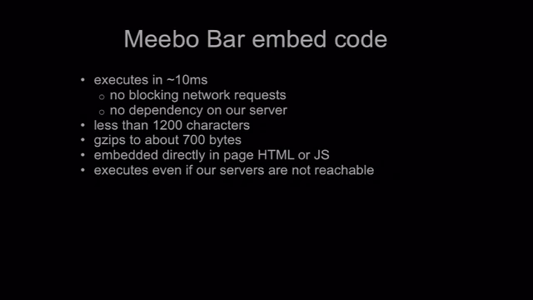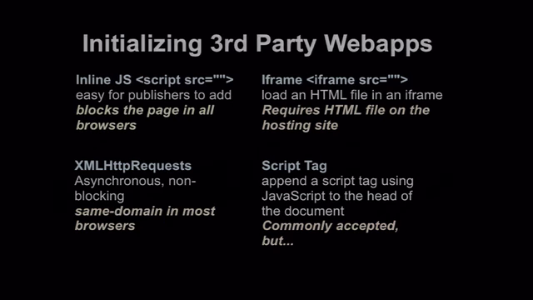How do we build an embed code like this? How do we make it so that it's definitely not going to break the page in any way? For a web app, the goal is to load a large chunk of JavaScript. So this embed code that you hand to publishers needs to get this large piece of JavaScript up and running. How do you do that?